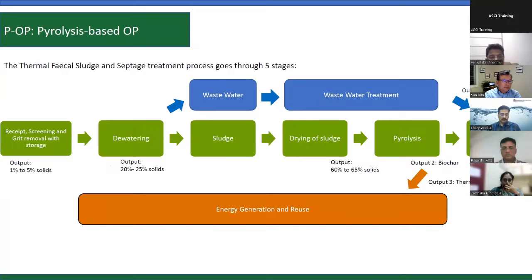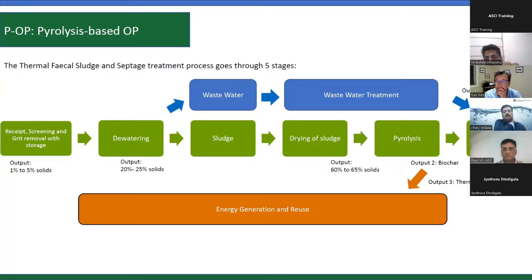So basically, like I said, the pyrolysis-based setup. If you look at it at a block level, you have solids coming in, collected by the desludging trucks from multiple containment units, and then brought to the facility where the fecal sludge treatment plant is set up. Then it is dewatered, and as it progresses from one block to the other, you get the sludge. The sludge is then dried to some level, and this can be done on the same day. This is talking about real-time, same-day treatment.